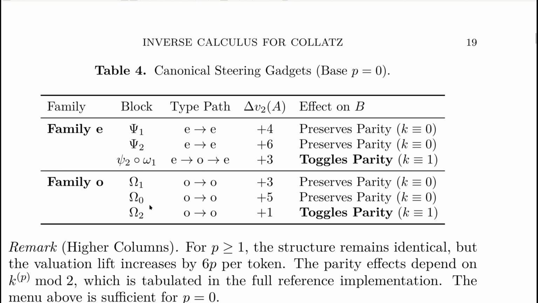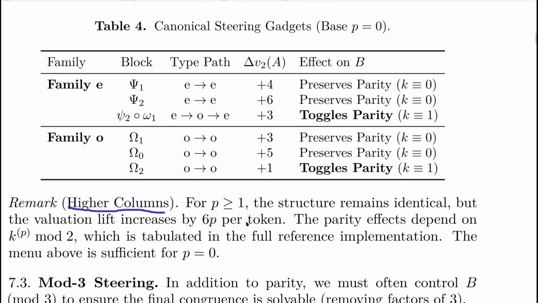Okay, so the remark: higher columns. For P greater than or equal to 1, the structure remains identical, but the valuation lift increases by 6P per token. The parity effects depend on KP mod 2, which is tabulated in the full reference implementation. The menu above is sufficient for P equals 0. So there's a reference implementation in the appendices, so you find it there.